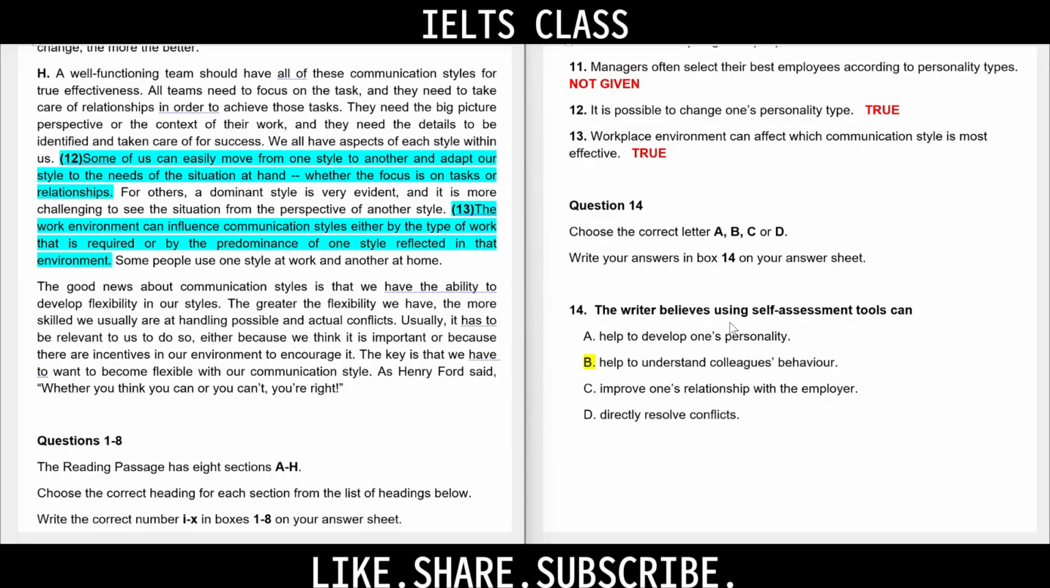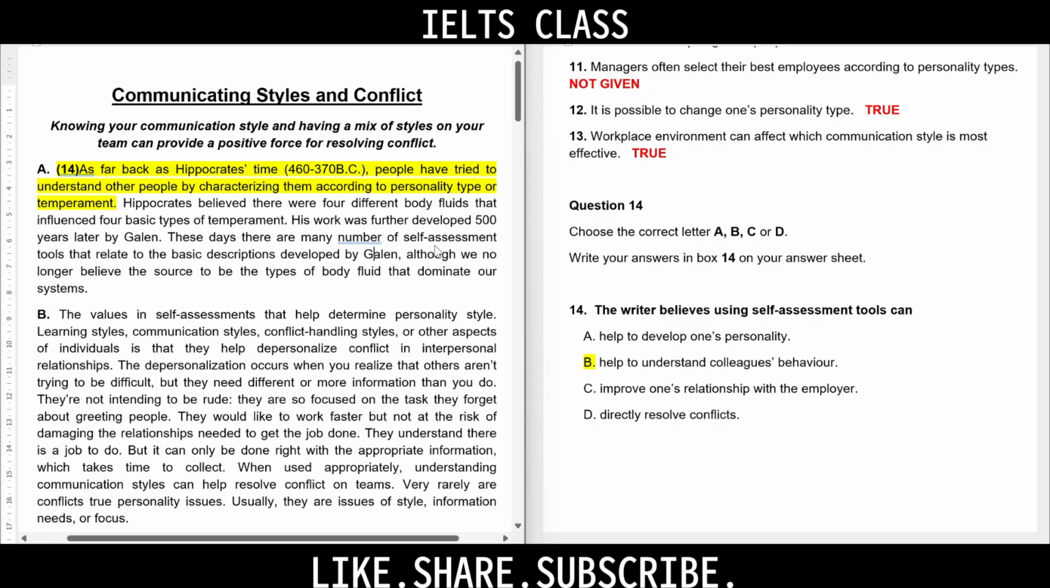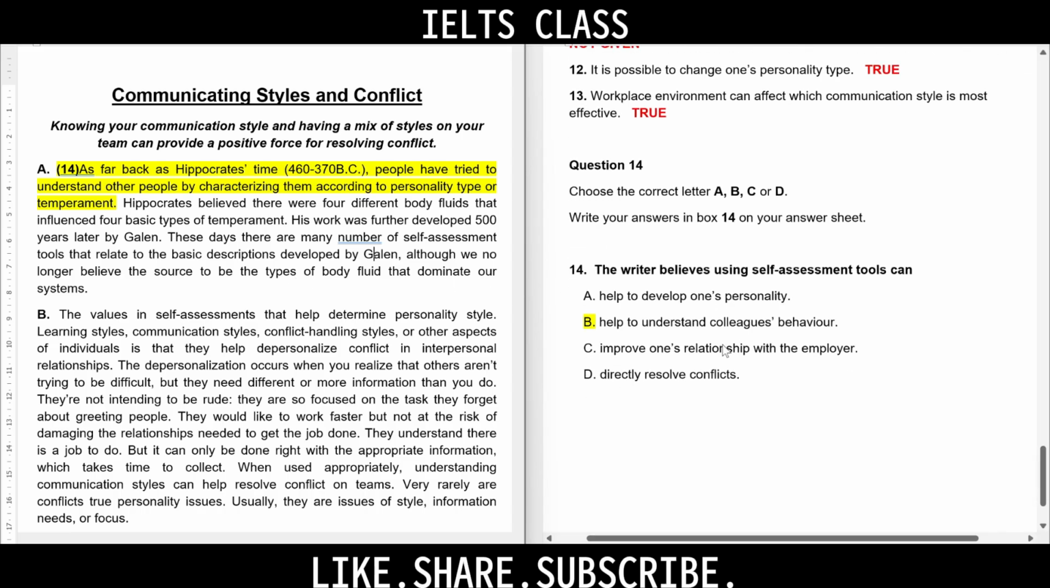The writer believes using self assessment tools can help to develop one's personality. So, as we have read in the first paragraph, using self assessment tools can determine the personality type. So, self assessment tools are used to determine personality type, not develop any particular personality type. They can just tell what personality type this person would be. They would not develop that personality type in that person. So A would not be the answer.